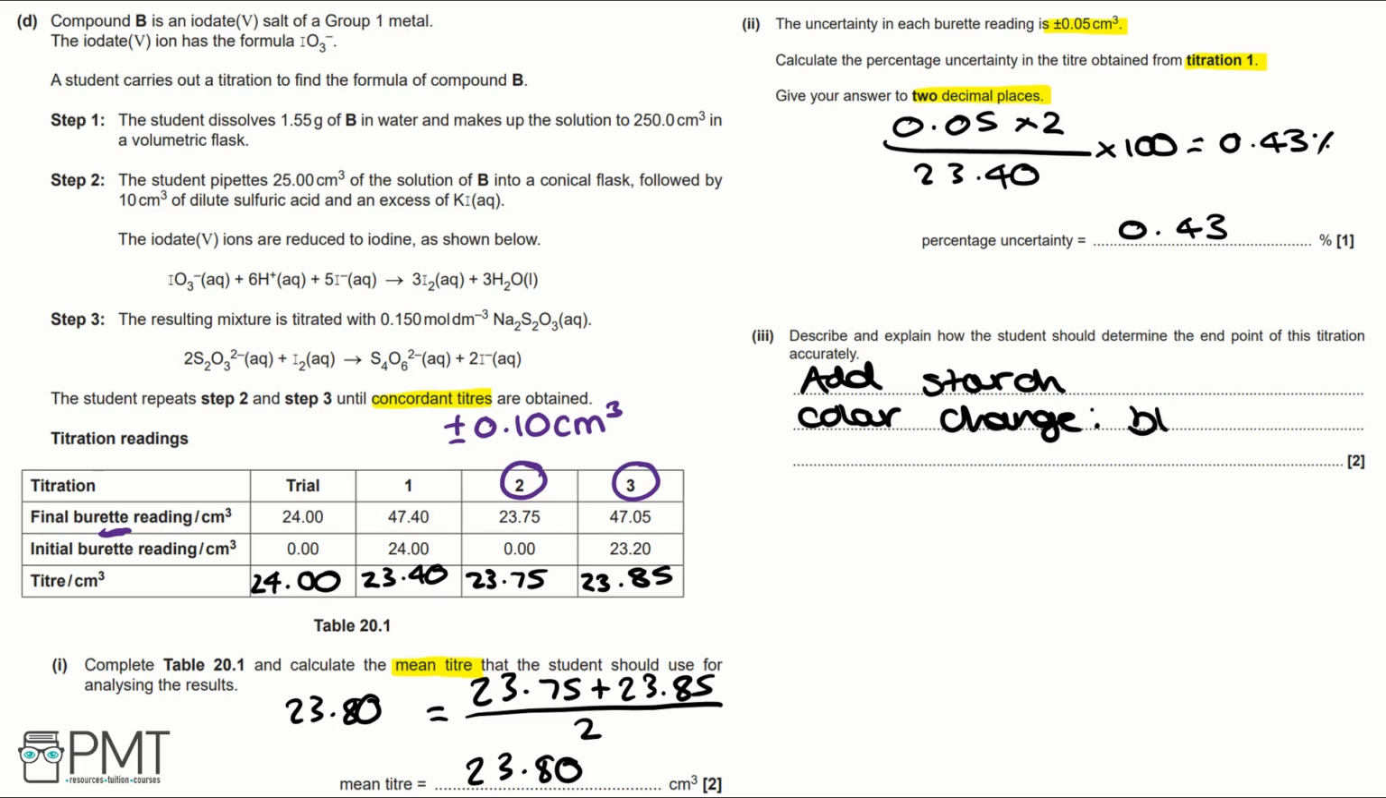The colour change is going to be from a blue or black colour to colourless or clear. To get the 2 marks for this question, you get your first mark for saying to add starch and your second mark for saying the colour change will be from blue to colourless.